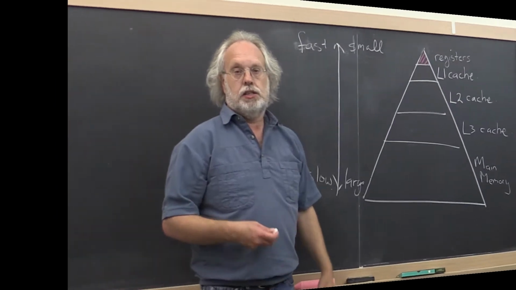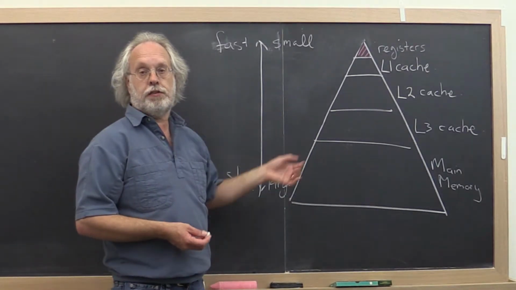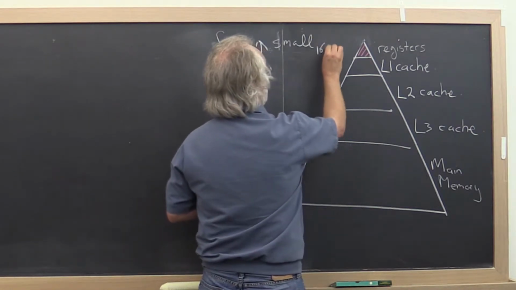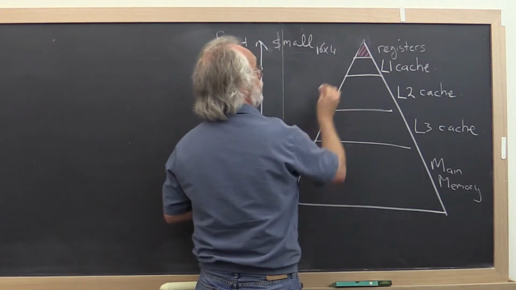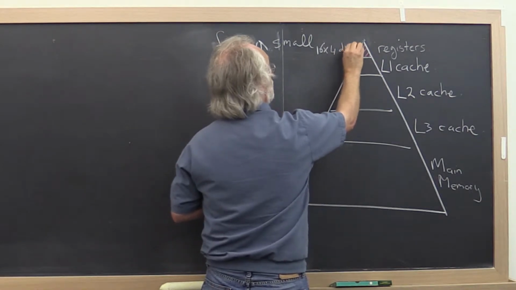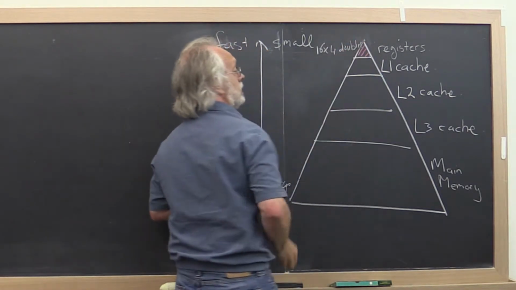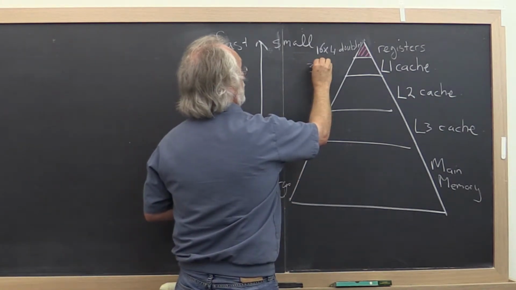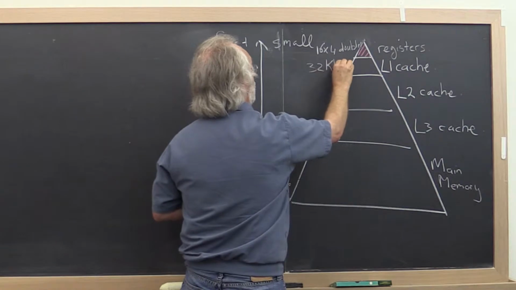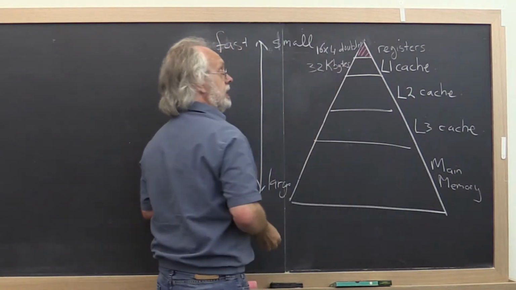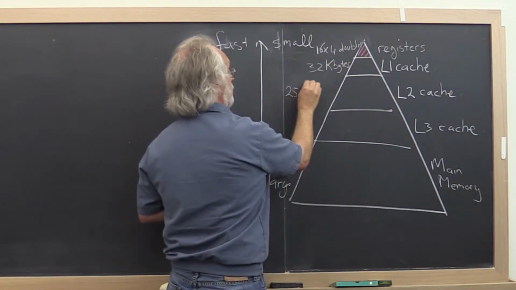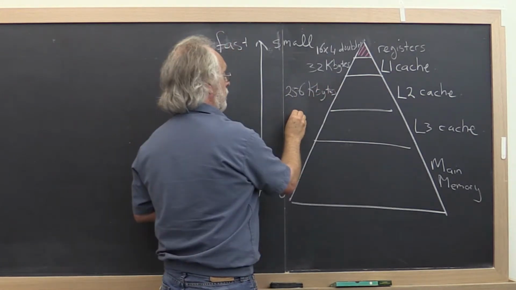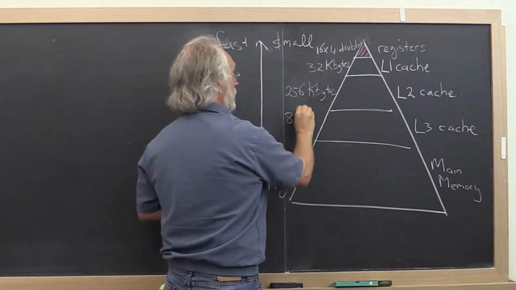Okay. So how large are these various parts of the memory hierarchy? Well, we saw that we had 16 vector registers, each of which could store 4 doubles. Okay. The L1 cache on the kind of CPU we target is 32 kilobytes. The L2 cache is 256 kilobytes. The L3 cache is 8 megabytes.